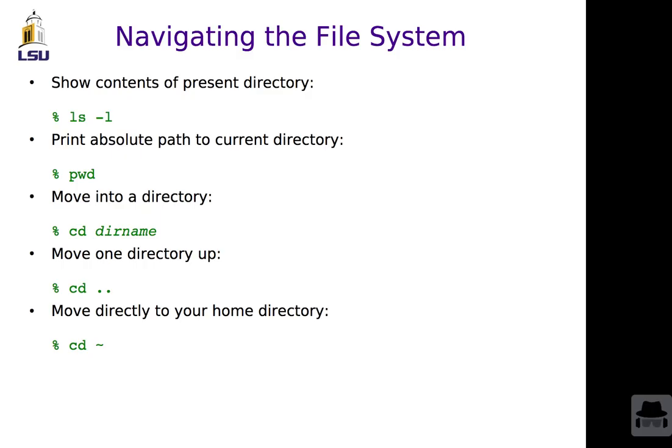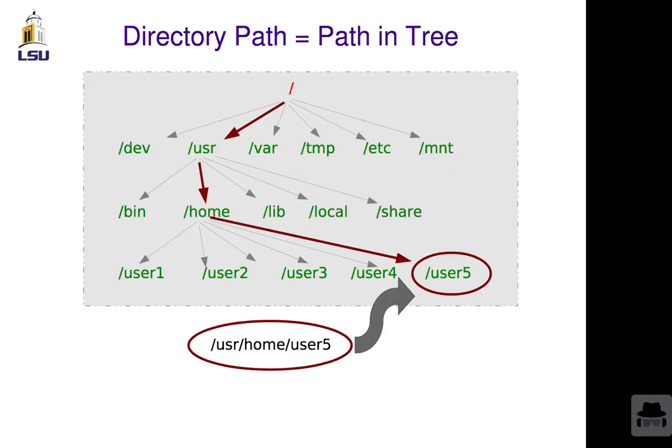Okay, so the dot is a way to reference a relative path. So dot dot means one level above. I don't have a really good graphic here to show this. But if you were sitting here in user 5 and you did cd dot dot, you would just jump one level up. And those are called relative paths. So using a series of relative paths, you could do dot dot slash dot dot slash lib.